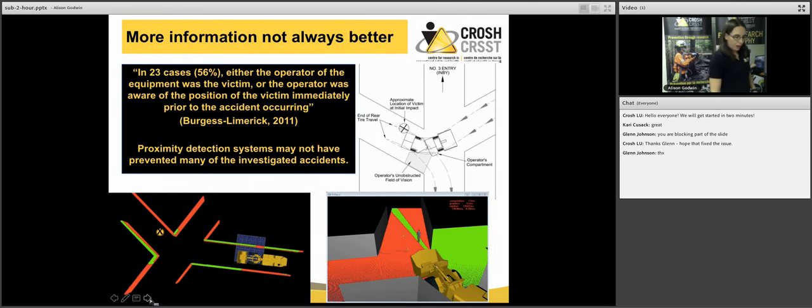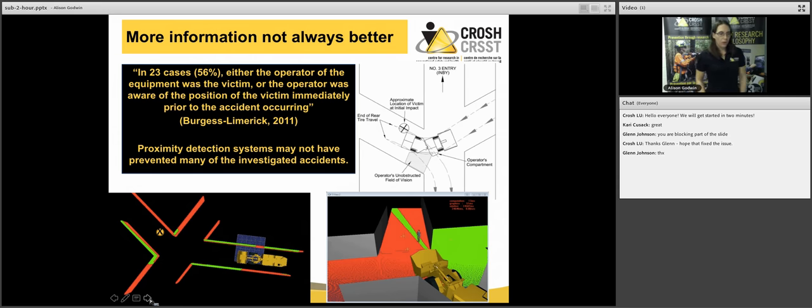I've added this slide, and it relates to an article that was published just last year, that more information is not always better. The work comes out of Australia, Burgess and Limerick, in 2011. He was evaluating U.S. fatalities in the coal industry, and he found that in 23 cases, which was about 56%, either the operator of the equipment was the victim or the operator was aware of the position of the victim immediately prior to the accident occurring.